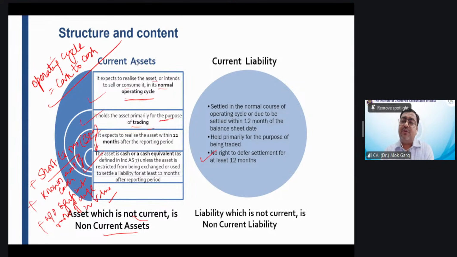So you don't know how much money you will receive after 3 months, after 2 months, after 1 month. And whether there is a significant risk of change in value in these investments, mutual funds and shares? There is a significant risk of change in value. So hence these mutual funds and shares, while they are short term, are not meeting the criteria of a known amount of cash without a significant risk of change in value. So it is not a cash equivalent.